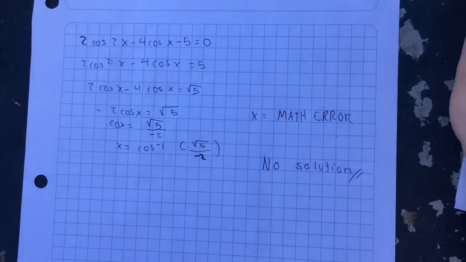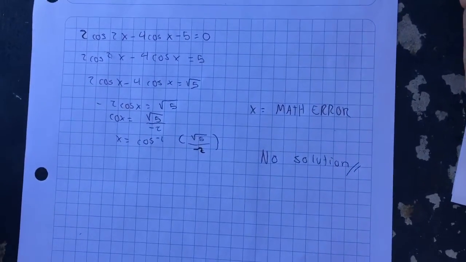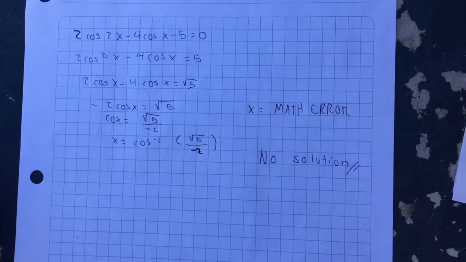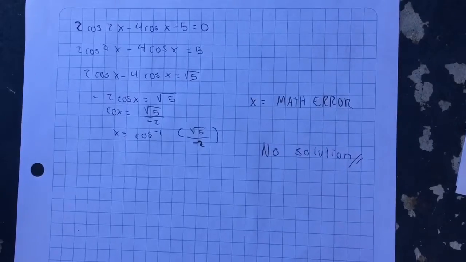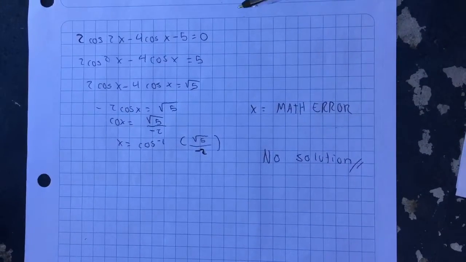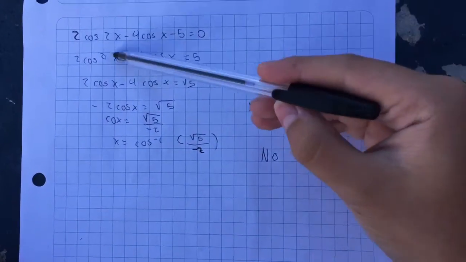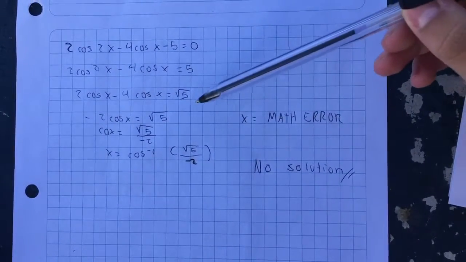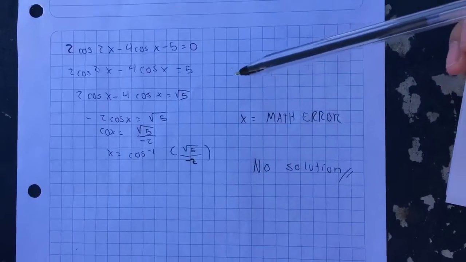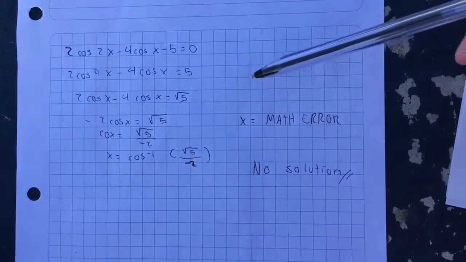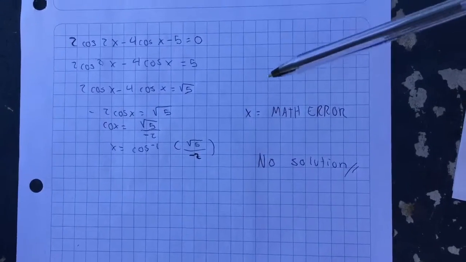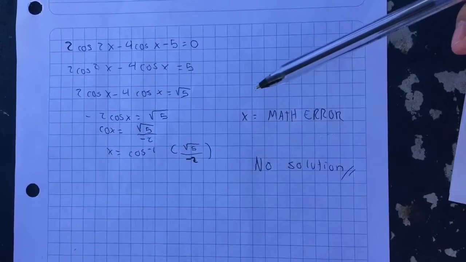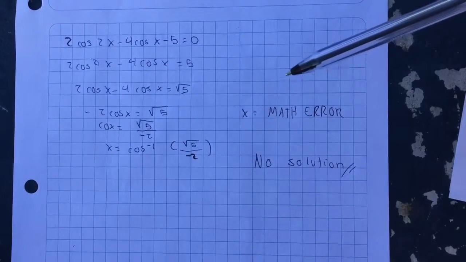We have to clear the independent value that is 5, and it will pass like 2 cosine square x minus 4 cosine x, it's equal to 5. Then 2 cosine x minus 4 cosine x is equal to the square root of 5 because of the square term that we have over here. It will pass like 2 cosine of x is equal to the square root of 5. Then cosine of x is equal to the square root of 5 over -2. It will give us the result of x equals cosine -1 of the square root of 5 over -2.